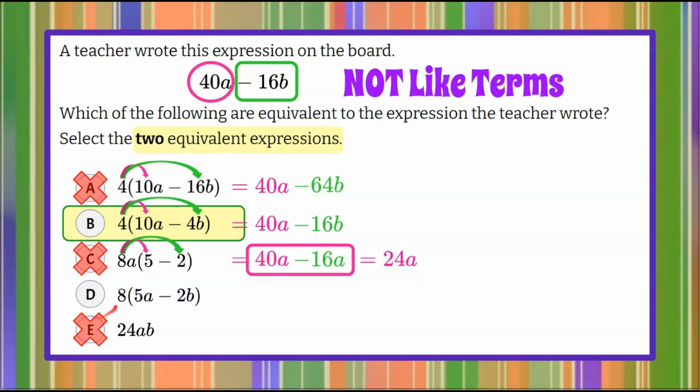So hopefully when we do our math, D is equivalent because that's our last answer choice. So let's distribute. 8 times 5A is going to be 40A. 8 times 5 is 40 times A. Then 8 times negative 2B. 8 times negative 2 times B is negative 16B. And that is equivalent. So we can see our second equivalent expression is answer choice D.